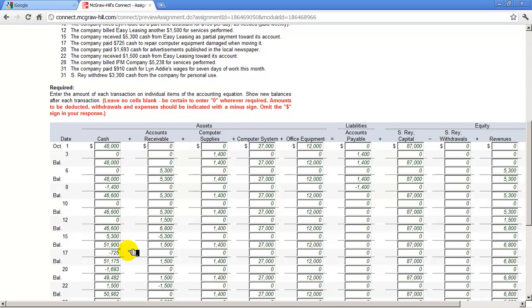They didn't change. So nothing else has to go across these columns because you didn't change any of the accounting elements. Okay, now that's the 15th. Now let's look at the 17th.